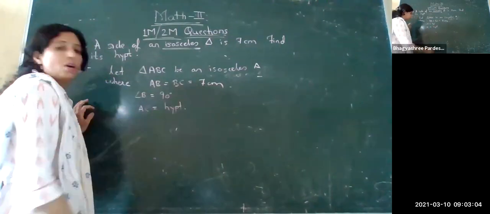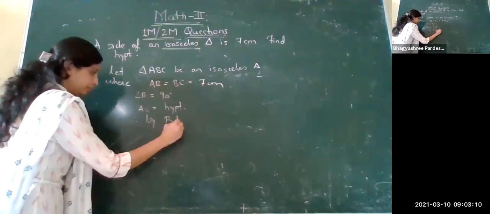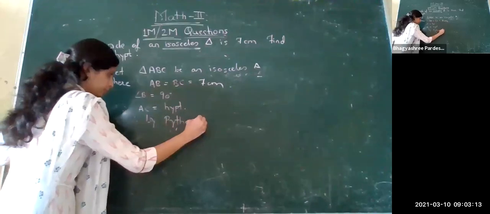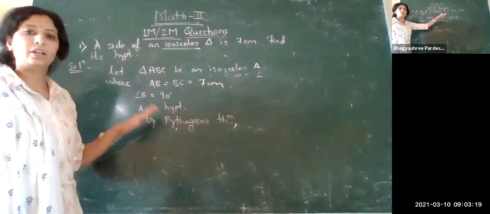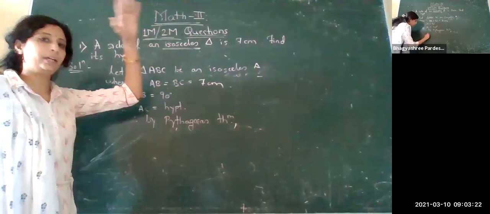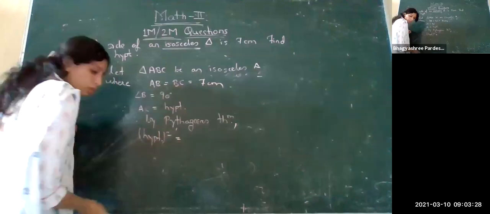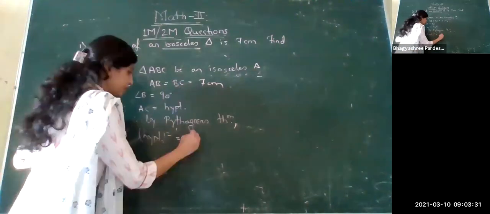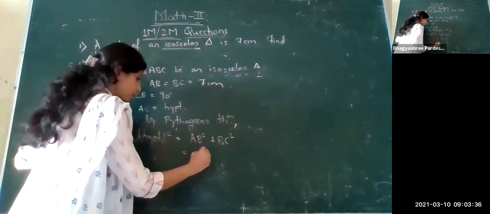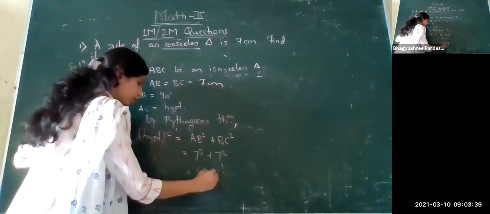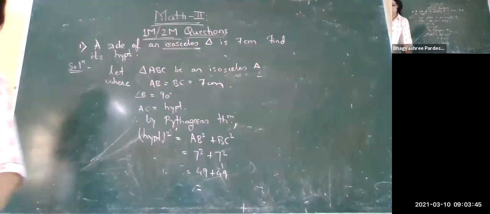So we have to find this one. Simply use the Pythagoras theorem. Therefore, by the Pythagoras theorem, what is the Pythagoras theorem? Hypotenuse square is equal to the sum of the remaining two sides' squares. So that is AB square plus BC square. Simply substitute 7 square plus 7 square, which is equal to 49 plus 49. Simply solve this one, and you will get our required answer.